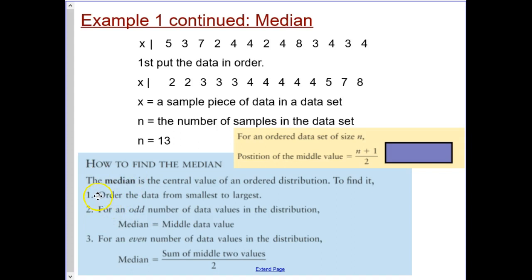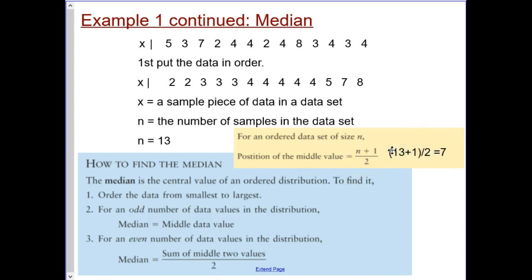So for the median, we first order the data. Then for an odd number of data values, the median is the middle number. For an even number of data values, it's the average of the two middle numbers. Well, how do we find the middle number? On a really big data set, you may have to use the following formula, and that is n plus 1, all of that divided by 2.